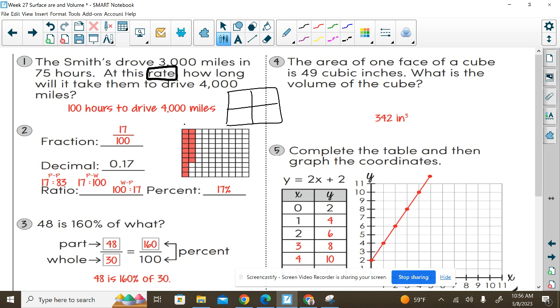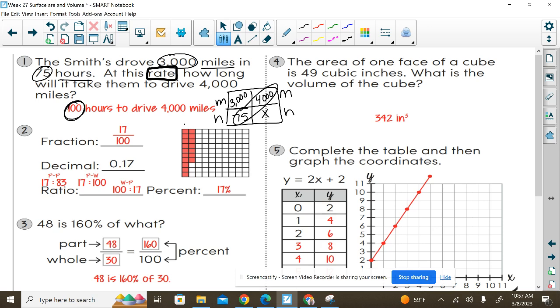Okay? And with our ratio boxes, if you remember, we have to label it with the two things we're comparing. Well, to figure out what we're comparing, I locate my numbers. I have 3,000 what? Miles. And I have 75 hours. So I'm comparing miles and hours. So my initial ratio, the Smiths traveled 3,000 miles in 75 hours. We want to know how long it's going to take them to travel 4,000 miles. So to solve for our ratio box, if you remember, we have to cross multiply, and then we would divide by 3,000, which would end up giving us 100 hours.